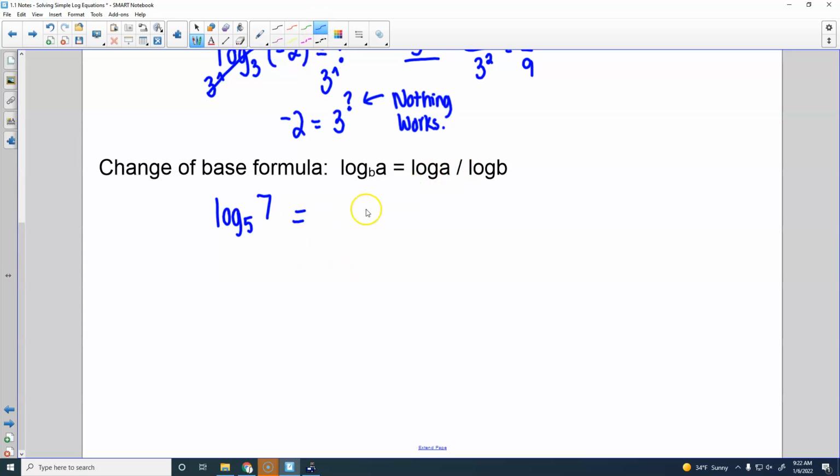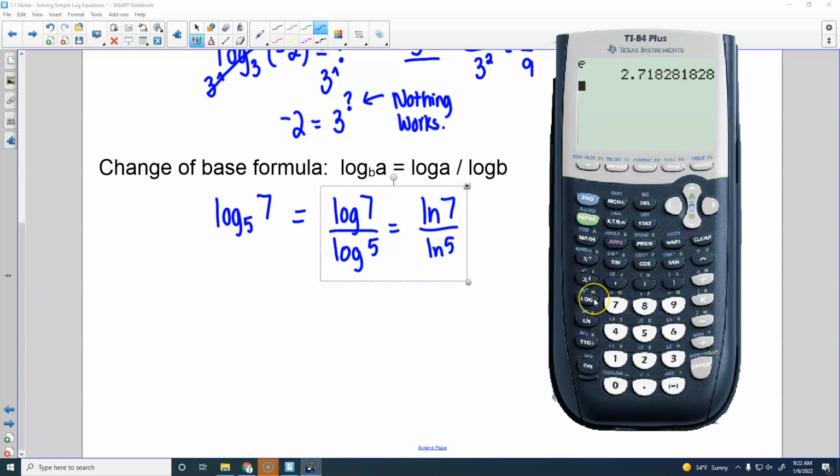So it's going to be log of the big number, 7, over log of the base. You can also use natural log of 7 over natural log of 5. It doesn't matter. Both are going to give you the same answer. It just makes it a lot quicker to type into the calculator if you don't have the new ones that let you change the base. So log 7 over log 5 will give you this value.